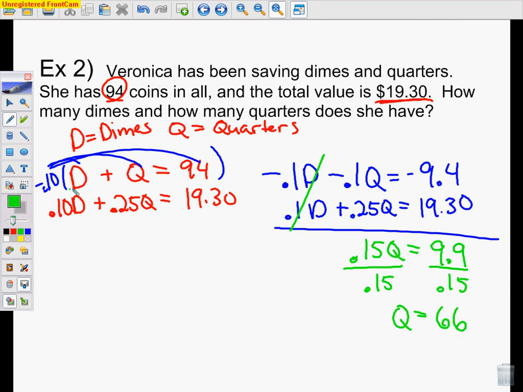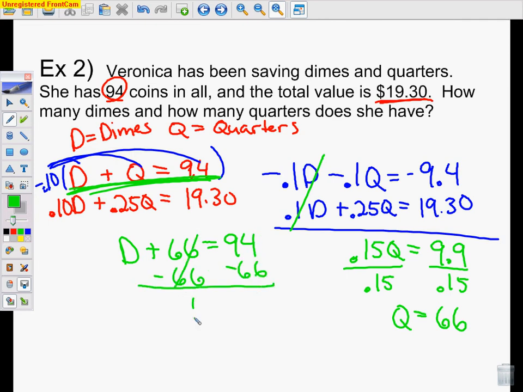Now again, we said the number of dimes plus the number of quarters was 94. So we still don't know what the number of dimes are. But we know that there were 66 quarters, and there's a total of 94 coins. So we can solve this equation to find D. So D equals 94 minus 66. That is 28. So we had a total of 28 dimes and 66 quarters.